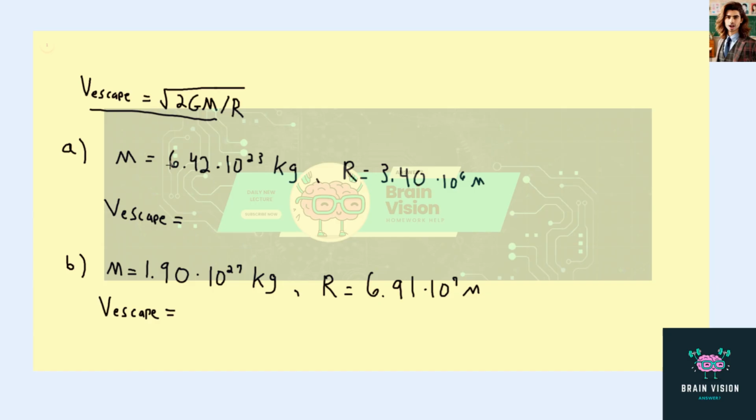So part A, we're doing Mars. I've just gone ahead and looked up those values in the appendix. So we have the mass of Mars and the radius of Mars. All we need to do is just directly plug those into the equation. And when we do that, we find that the escape velocity on Mars should be 5.02 times 10 to the third meters per second. So about 5 kilometers a second, pretty fast.